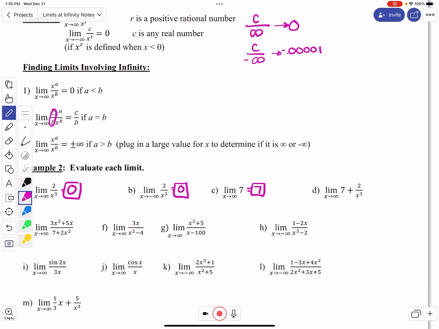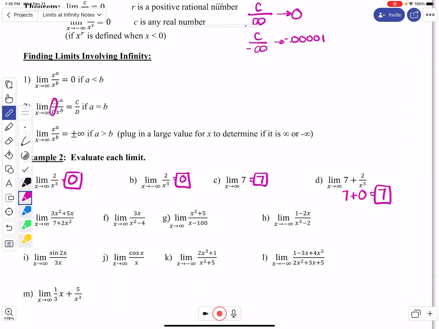All right, on D. So we have 7 here. So kind of think, if we plug in a 7, that's just a 7. 2 over x cubed, well, that would be a 0 right there because 2 over a really huge number is going to approach 0. And then 7 plus 0 comes out to be 7. So that's how you do a problem like that.